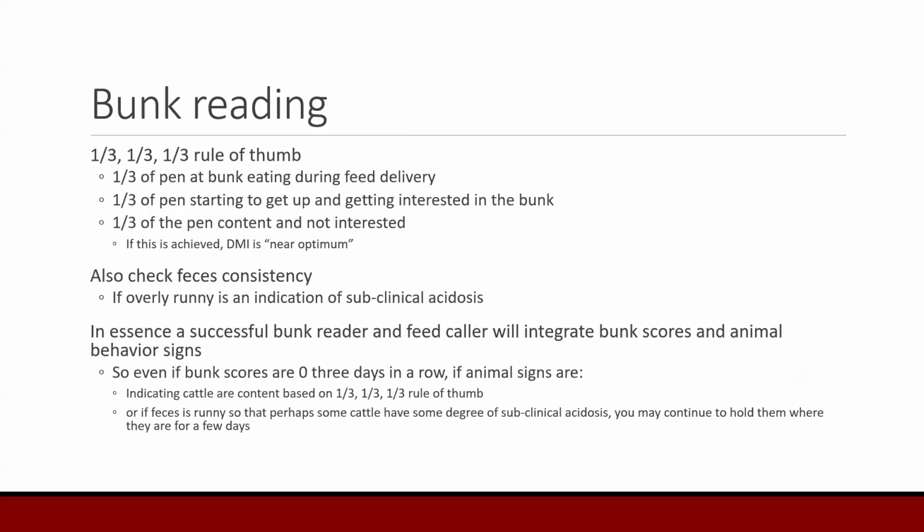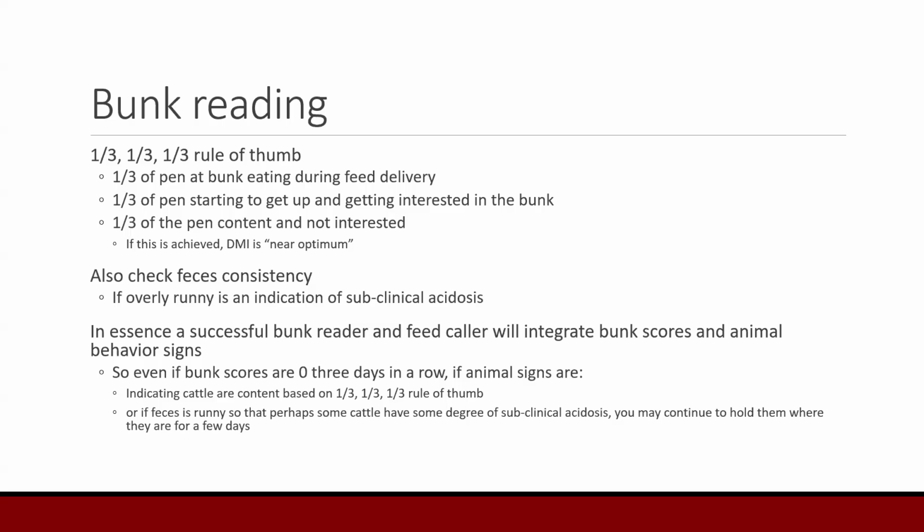Okay. So enough about bunk scoring. Here is a rule of thumb that a lot of people will use. It's called the third rule of thumb. When they're driving around and looking at cattle, at the time when the feed truck arrives to deliver feed, they want a third of the pen at the bunk actively eating. They want a third of the animals in that pen to be starting to get up and acting interested in making their way toward the bunk.